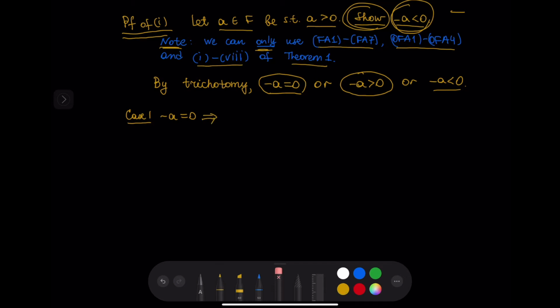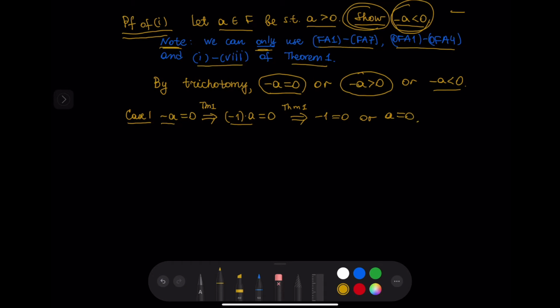So this implies that negative 1 times A is equal to 0. And this is by theorem 1. In theorem 1, we stated that the additive inverse of A is the same as negative 1 times A. But in theorem 1, we also stated that if the product of 2 elements of the field is equal to 0, then at least one of them should be equal to 0. So then either negative 1 is equal to 0, or A is equal to 0.